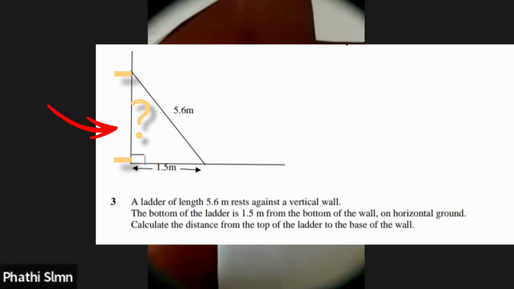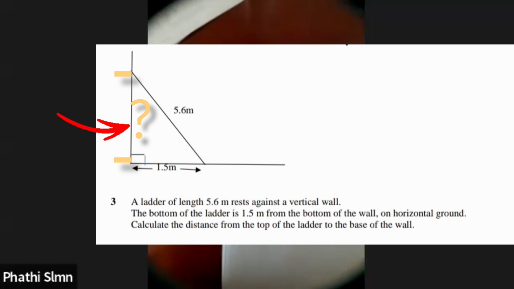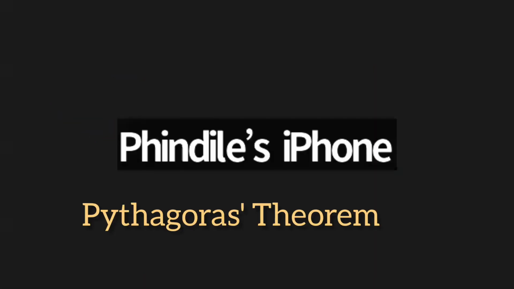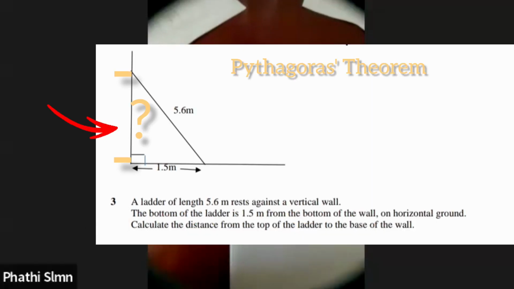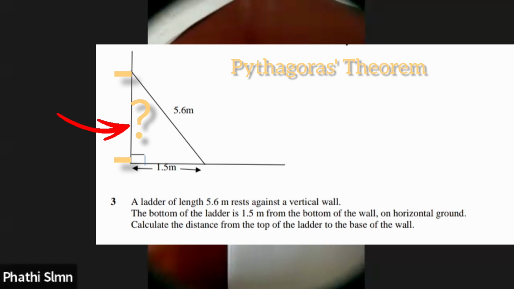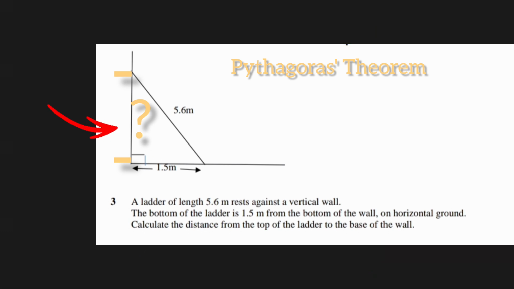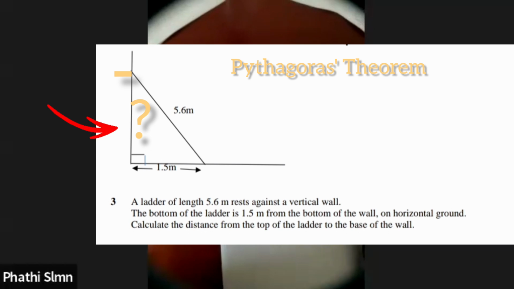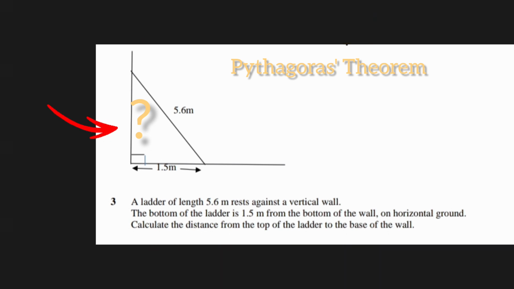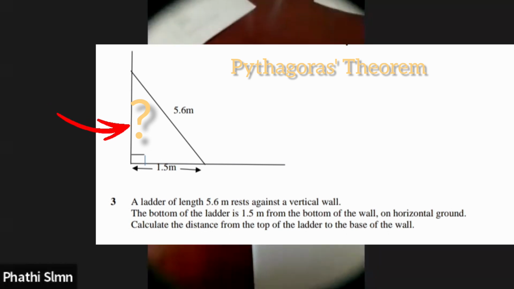How are we going to find the distance there? Pythagoras theorem. Good, well done. Because at the end of the day, we've got a right-angled triangle. Can we all see the right-angled triangle there? Yes, ma'am. So definitely we're going to use the Pythagoras theorem. So what does it say? The Pythagoras theorem.